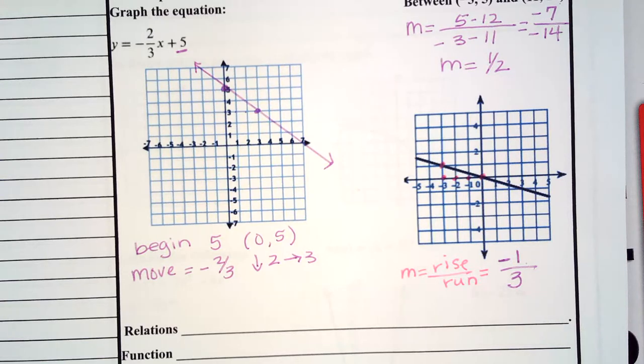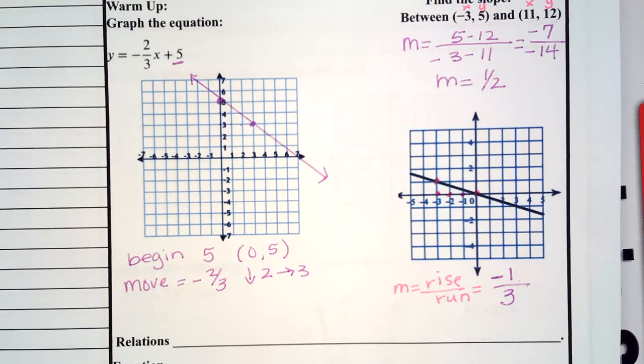If you're still struggling finding slope, you need to do more practice. You can do IXL practice, or you can go into Delta Math and do more practice there. So we're starting to learn about functions. Hopefully this is a review and you remember most of it.